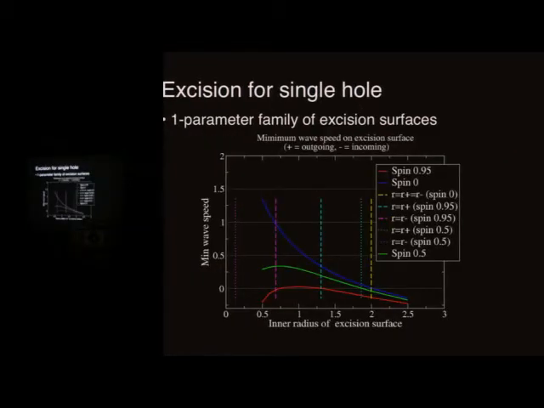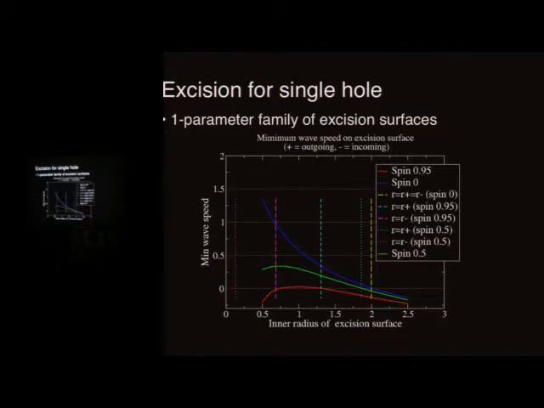So why is this hard? Okay. So this is a plot where, on this horizontal axis, I'm showing the inner radius of a one-parameter family of excision surfaces for a single black hole. I'm just taking a Kerr black hole. This is analytic data. And I'm putting an excision surface at various places.